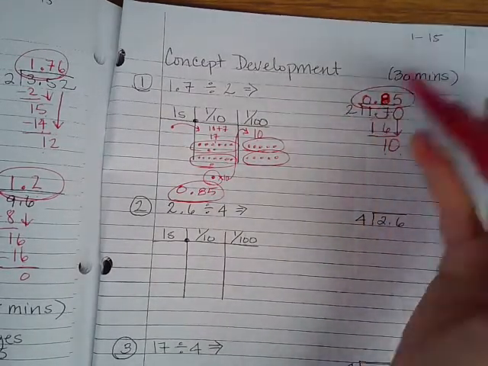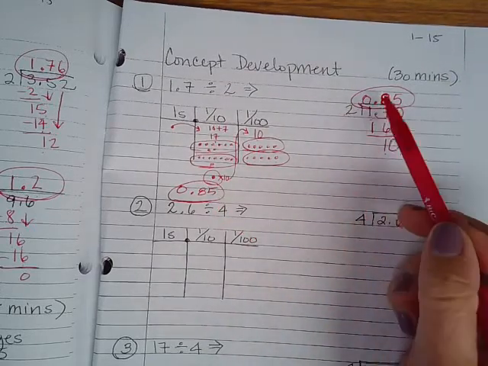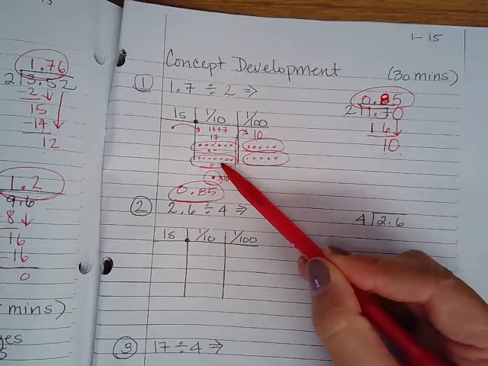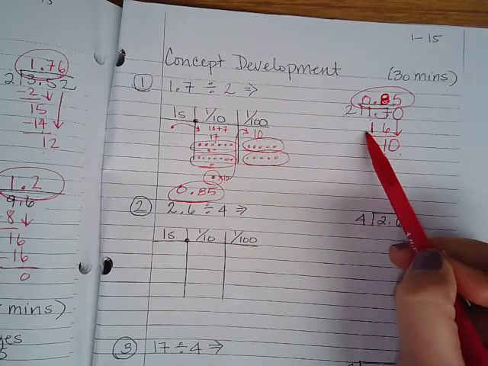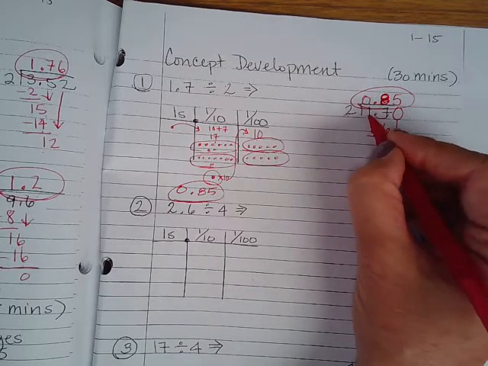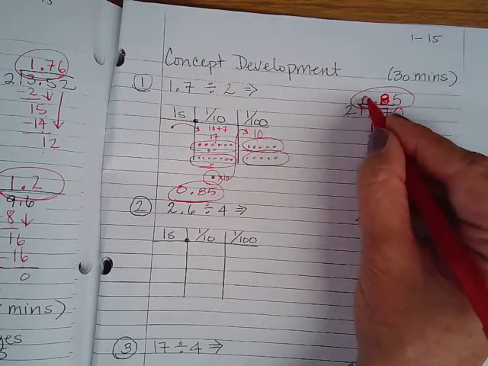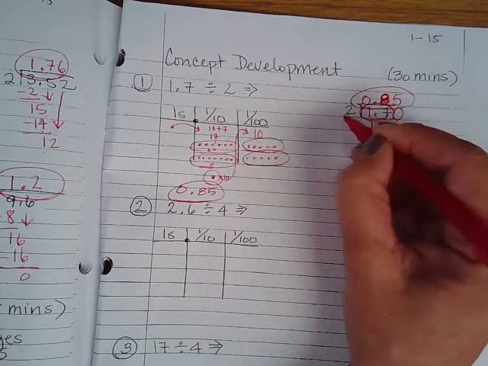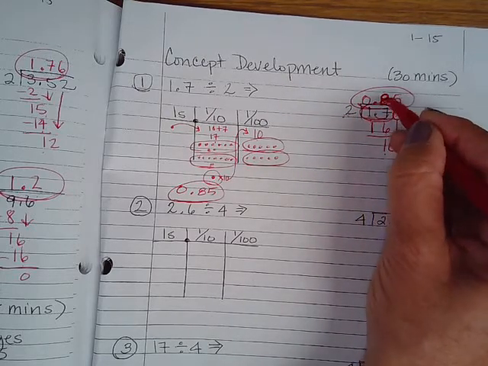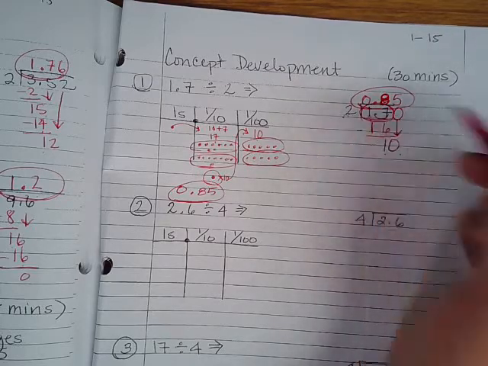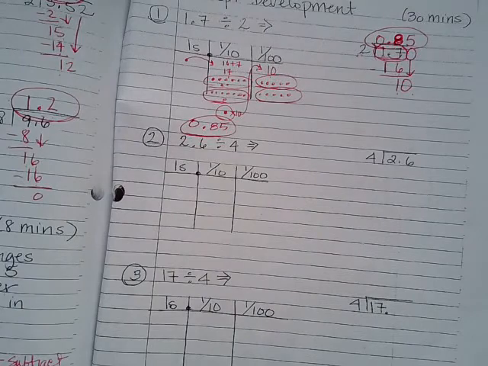0.85. But notice that I figured it out because I went, wait a minute, that doesn't match. And I know I did this correctly. So what did I do incorrectly over here? I forgot that 2 goes into 1 0 times. So now I have to use the whole number 17. 2 goes into 17 8 times. 8 times 2 is 16. Please forgive me. Okay.